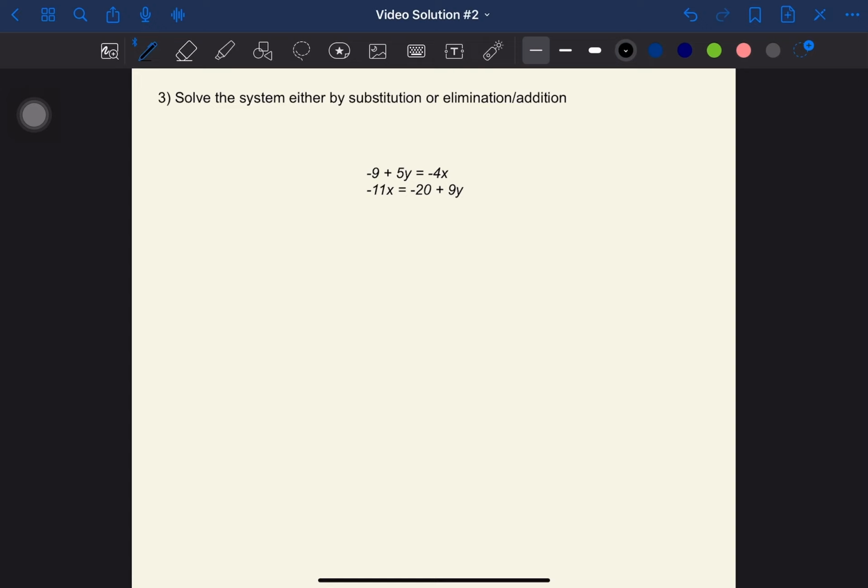Now for our third problem, it says solve the system either by substitution or elimination/addition. So what I'm going to do is use addition or elimination. I'm going to have the constants by themselves, so I'm going to rewrite both equations as -9 is equal to -4x minus 5y. Now for our second equation, it would be -20 is equal to -11x minus 9y.